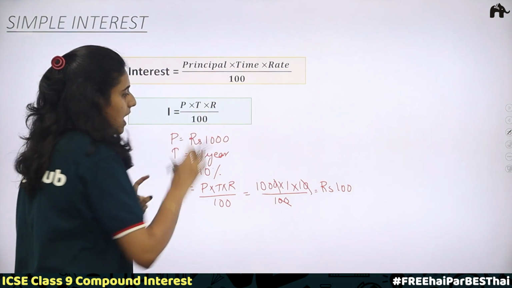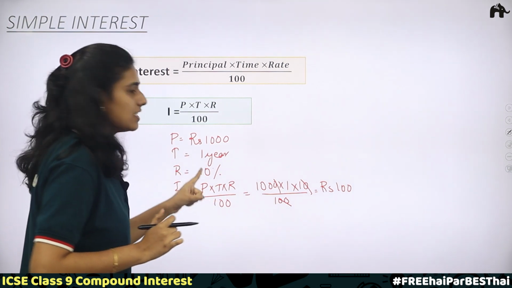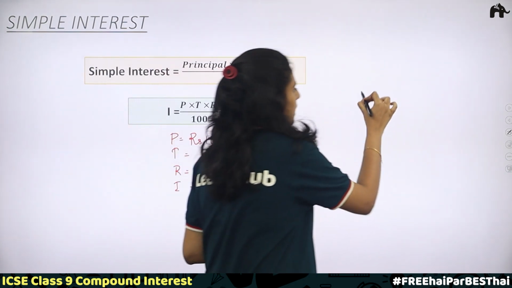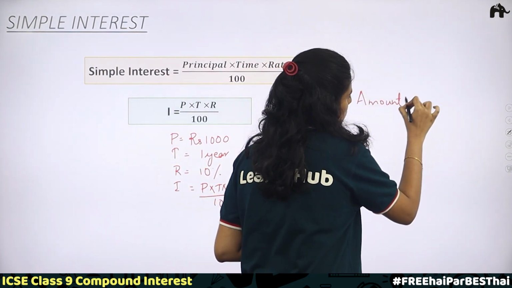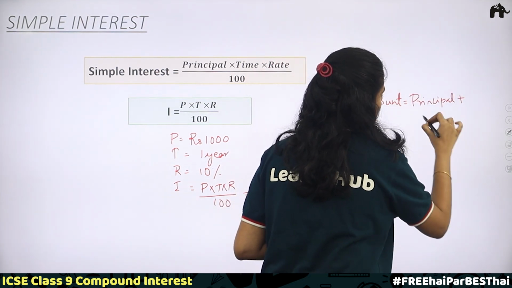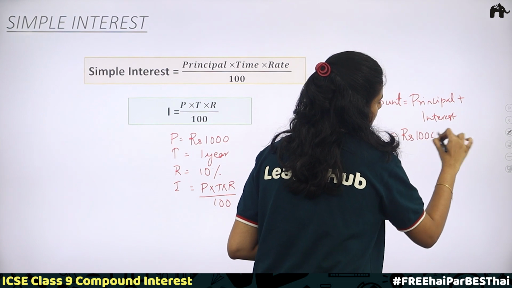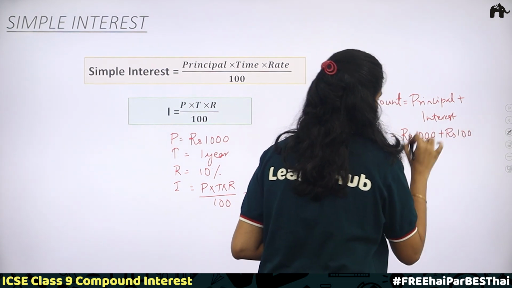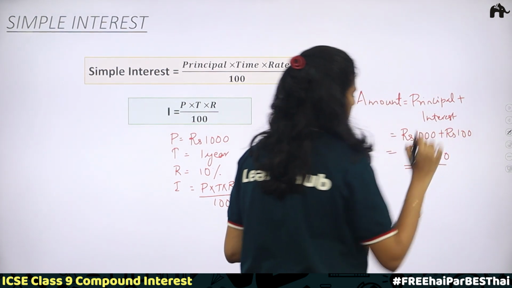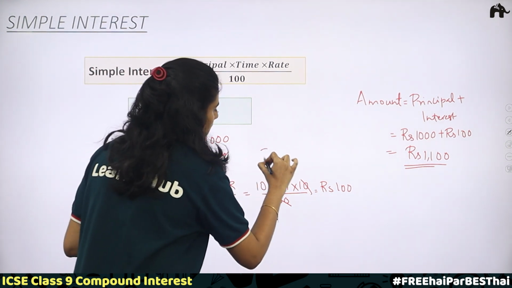The principal amount will gain an interest of 100 rupees in 1 year if the rate of interest is 10%. If he is withdrawing at the end of 1 year, the total amount that he gets will be equal to principal plus interest. So here it is rupees 1,000 plus rupees 100, that is equal to rupees 1,100.